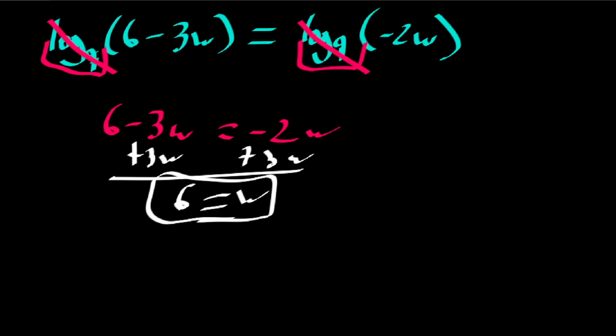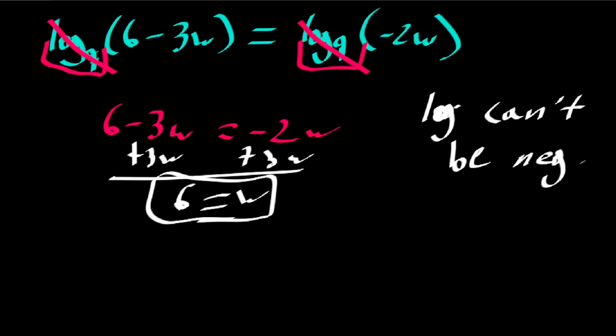Now that looks like our answer, but watch what happens when we try to plug this in. Once again, a logarithm can't be negative. So if we plug in this 6 and we get either of these parentheses as a negative, that means we can't actually do it. So watch what happens.